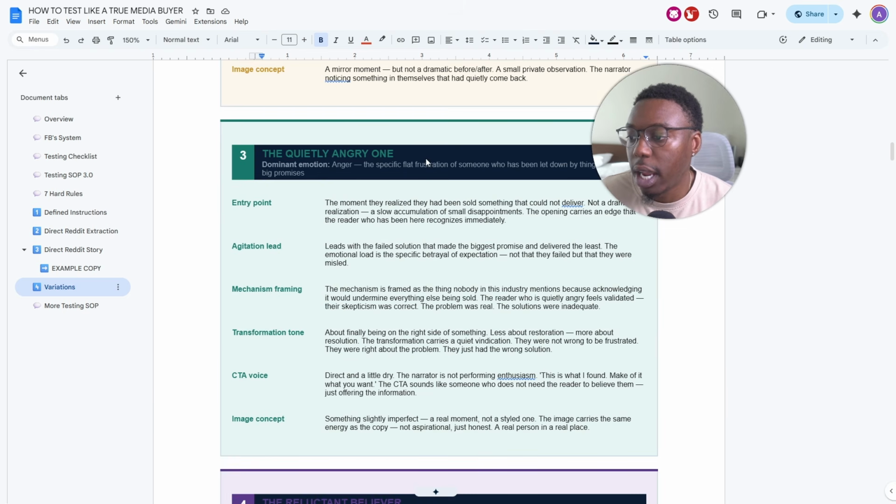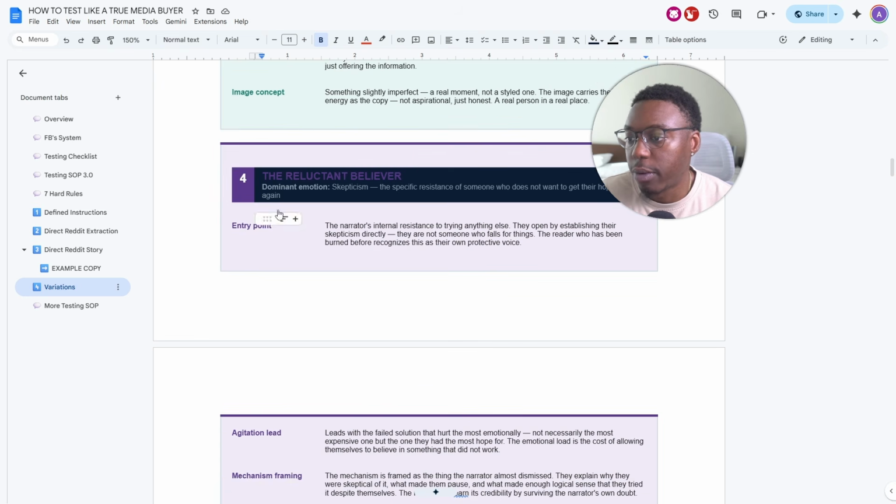There's the quietly angry one. The agitation lead is the failed solution that made the biggest promise and delivered the least. The emotional load is the specific betrayal or expectation. The mechanism framing: the mechanism is framed as a thing nobody in the industry mentions because acknowledging it would undermine everything else sold. And then the reluctant believer, right?